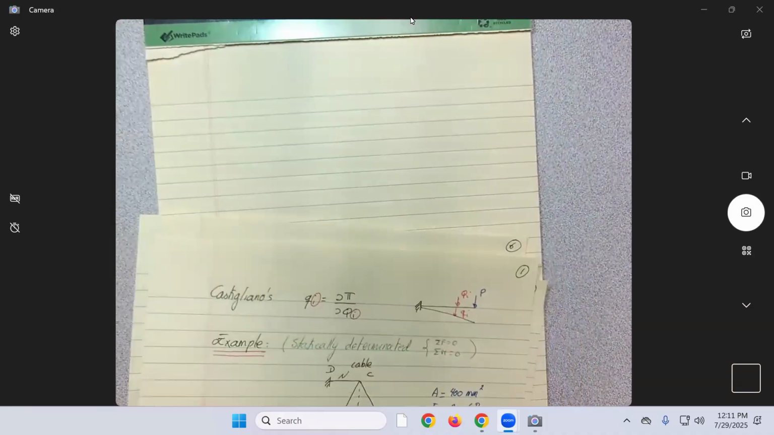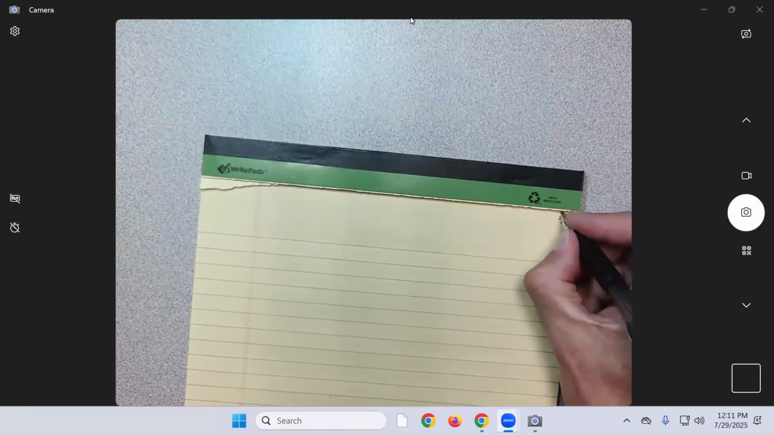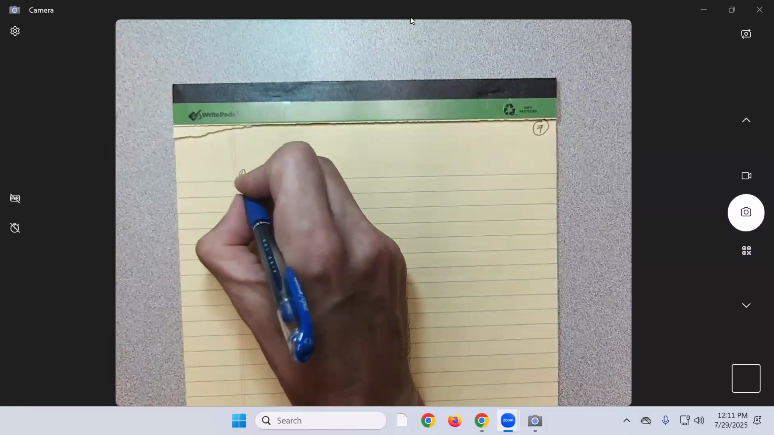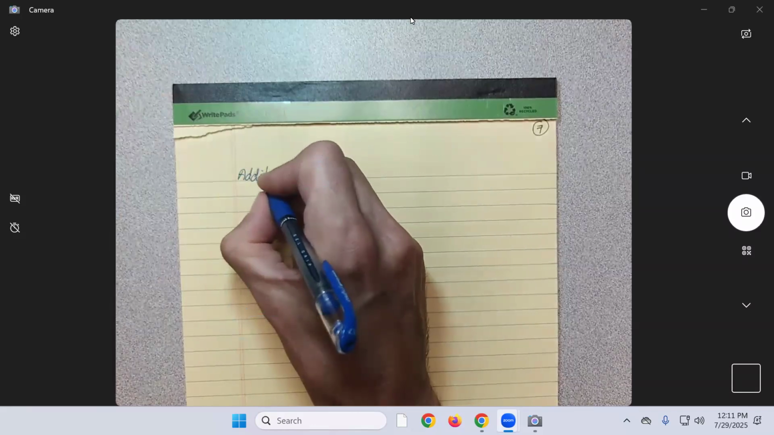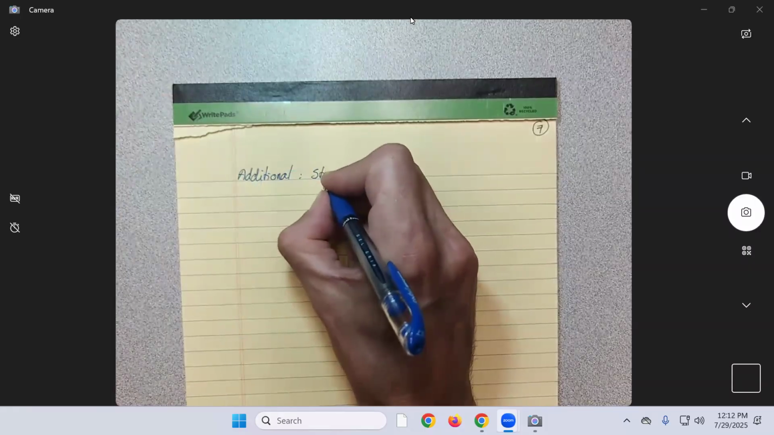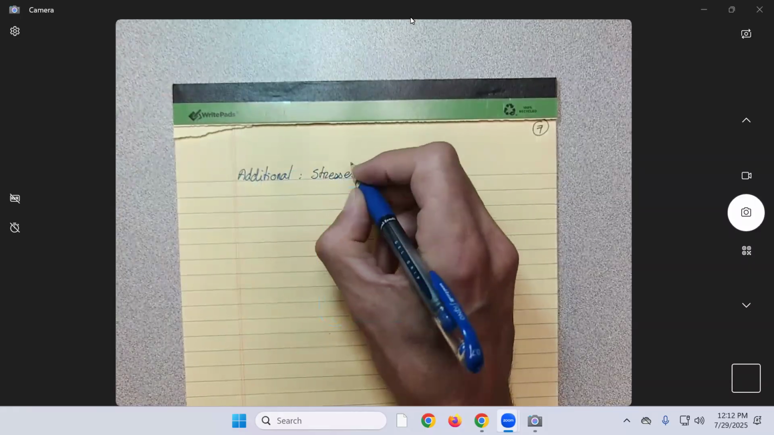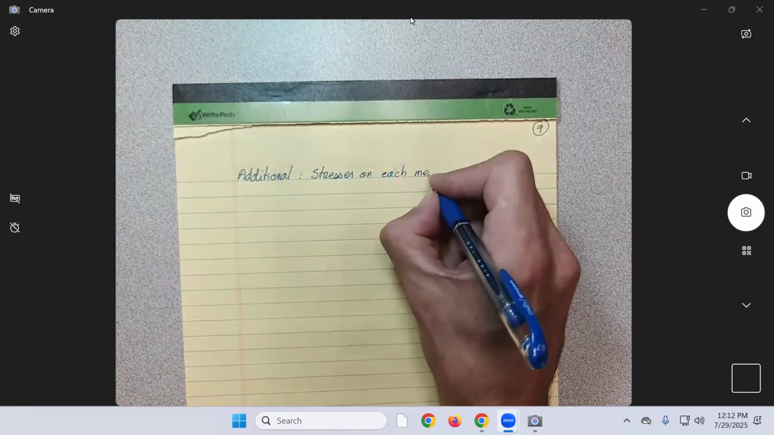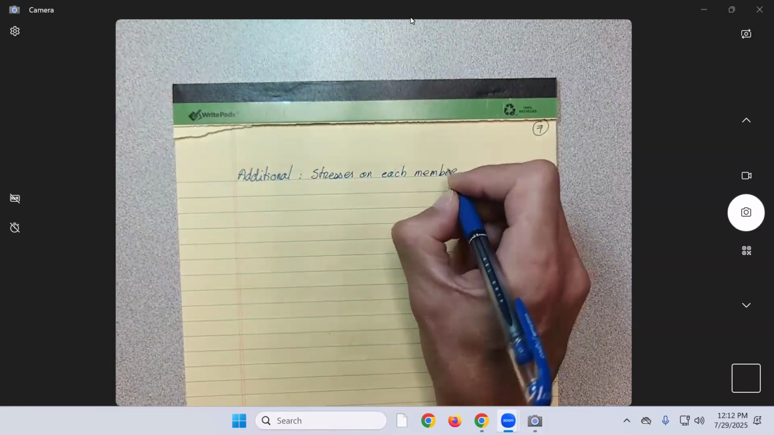All right, so let's see over here now. Since we have time, let's say additional stresses on each member. It was not asked in the class notes, so additional stresses on each member.